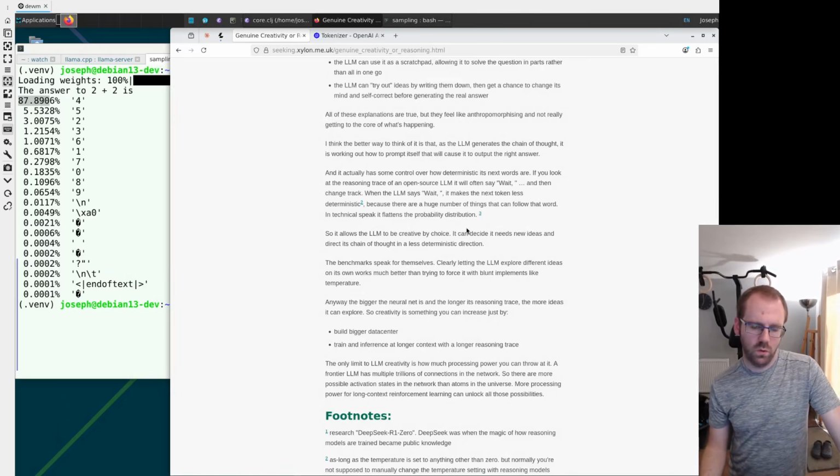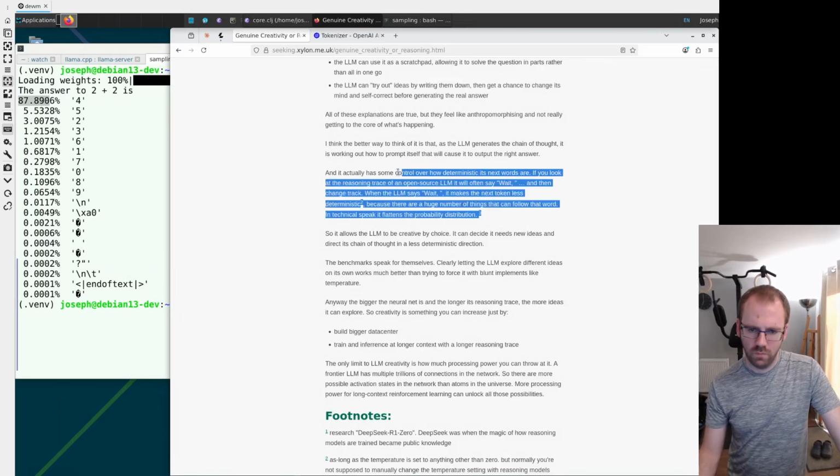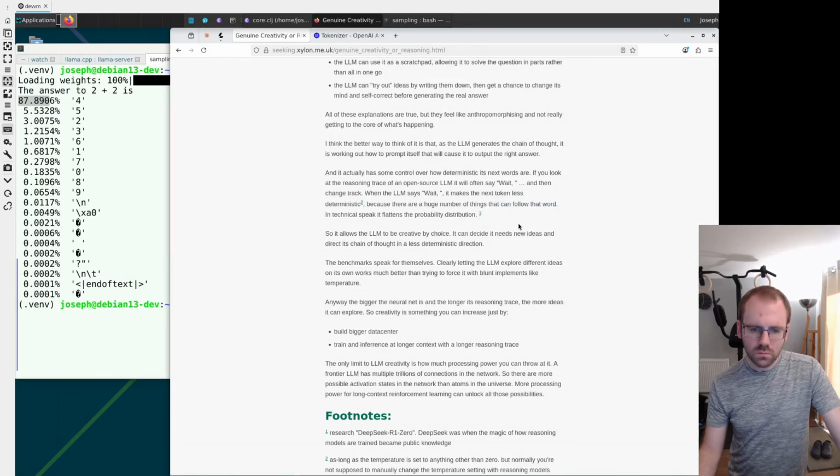So a reasoning model, part of its training is that it learns how to squash or sharpen its probability distribution depending on what's going on. So yeah, it's actually controlling its own determinism intentionally. It's one of the things it learns how to do.